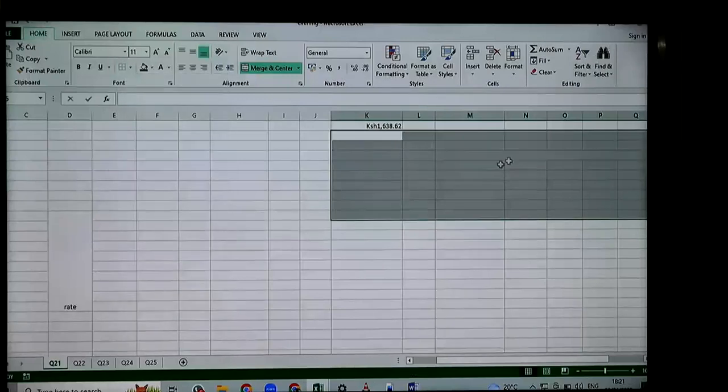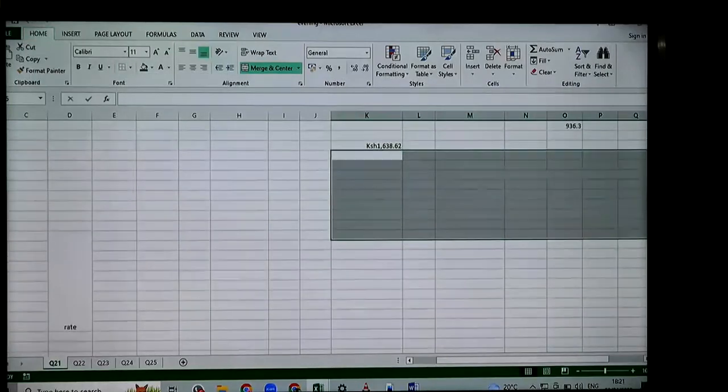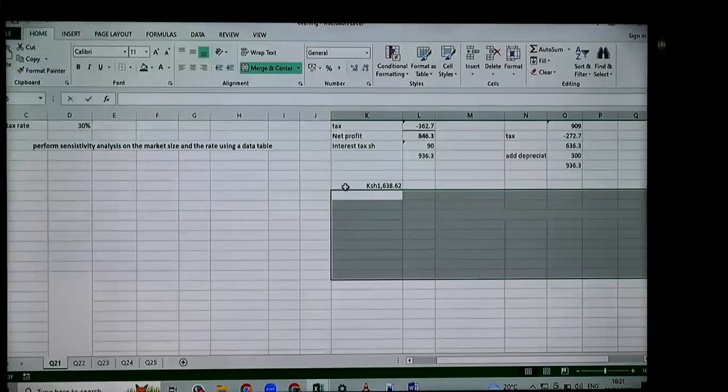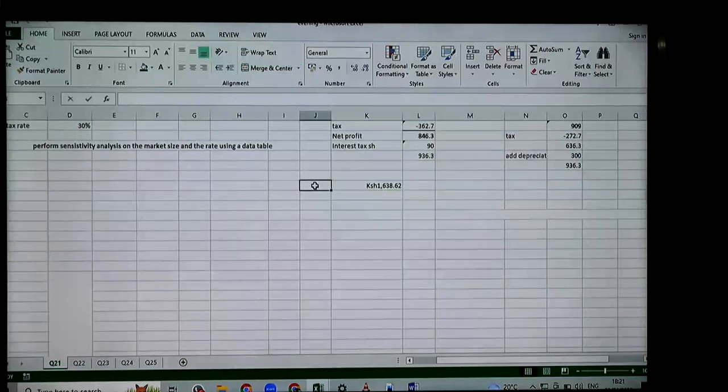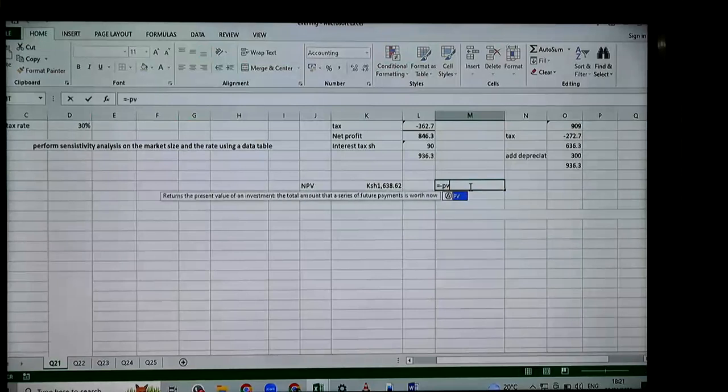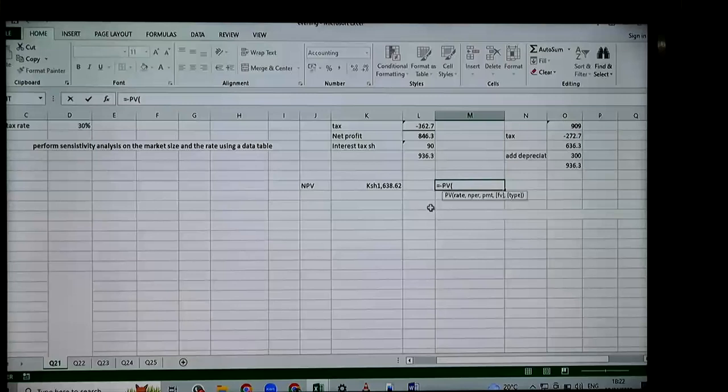Okay, yesterday we had reached here. We were to find the NPV. This was the NPV tab. And you can see that we used the PV formula. I'll repeat it again. Equals, we start with a negative PV, comma. Sorry, we press tab. So our rate, you can see we've been asked here rate.